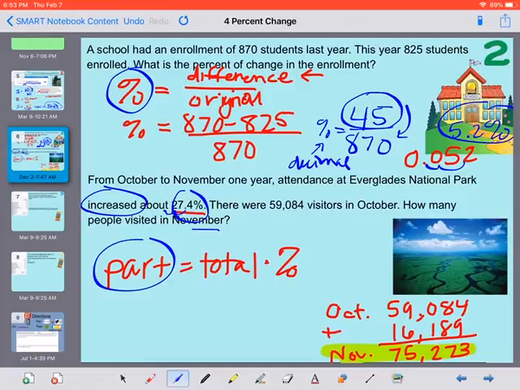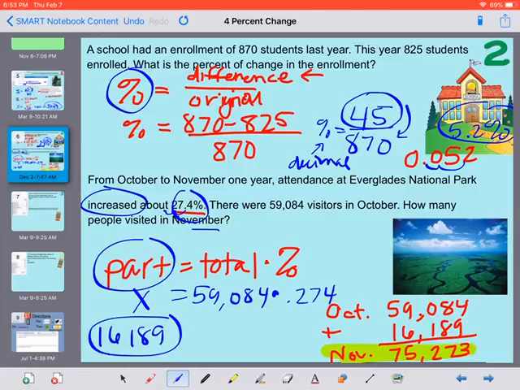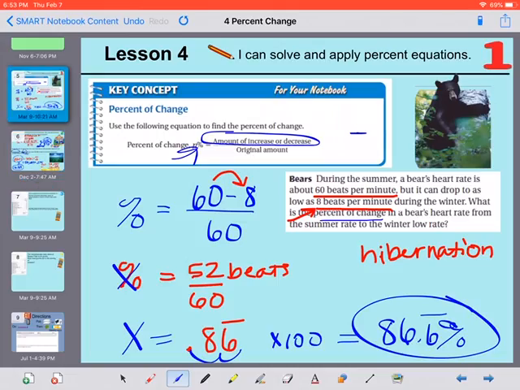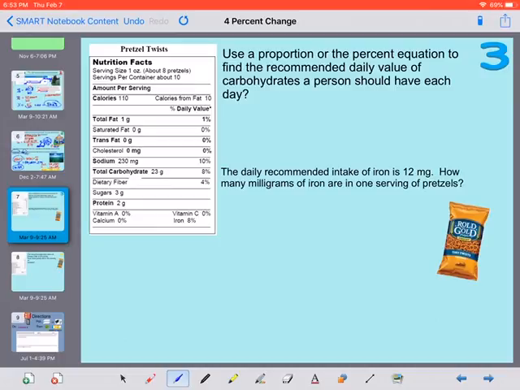So we really just did 59,084 times the percent as a decimal, which was 0.274, to get the part that changed. Either way, you get the same answer. We are focusing on our percent change equation, the amount of increase or decrease. So we want to know right here, how much did it change? You just subtract.